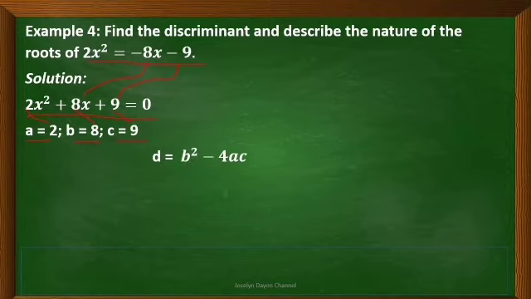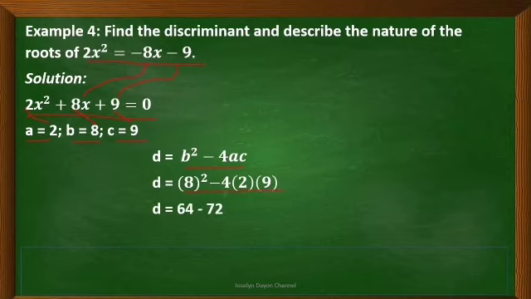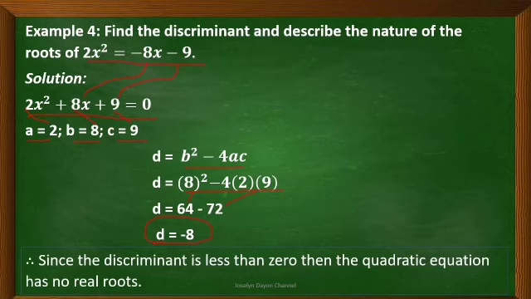Now write the formula. b squared minus 4ac. After that, substitute the values of a, b, and c. So we have 8 squared minus 4 times 2 times 9. 8 squared is equal to 64. 4 times 2 is 8 times 9, that is equal to 72. Subtract 72 from 64, so the answer is negative 8. So this is now the value of our discriminant. Since the discriminant is less than 0, then the quadratic equation has no real roots.